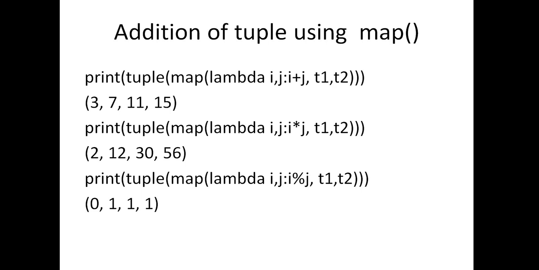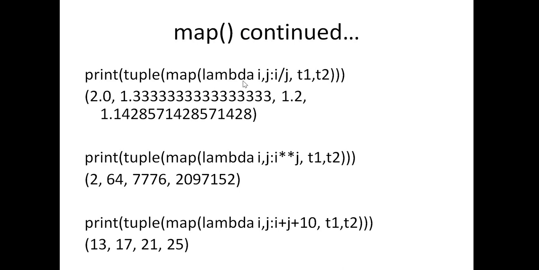taken under the iterated value I. Same way, all elements of T2 will be taken in J. So that's how the pairing will happen. So this is the modulus value of values from T1 and T2. The same way, this lambda function is going to divide elements of T1 and T2, the result of which will be mapped to another tuple. What is going to be returned is being printed here.